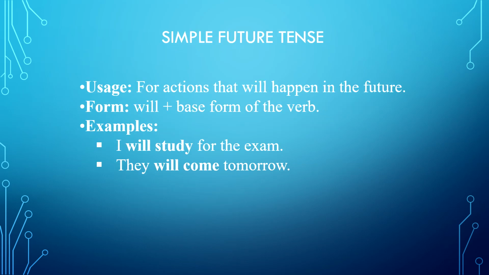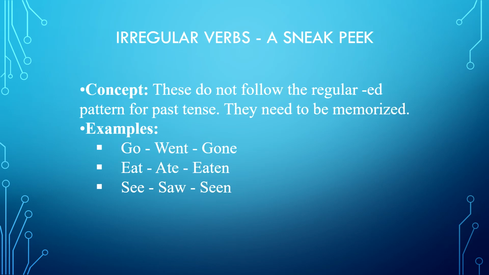Now, the simple future tense. This is very easy. We use it for actions that will happen in the future. We simply put the word will before the verb. For example, I will study for the exam or they will come tomorrow.